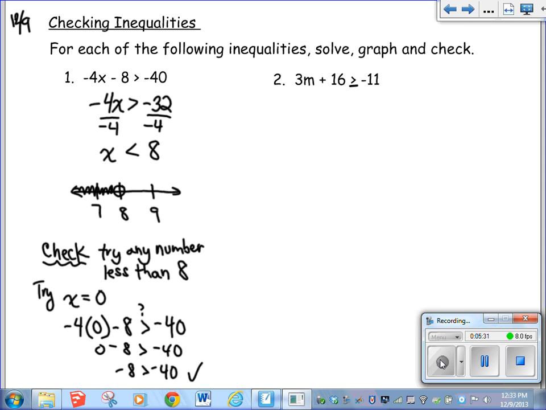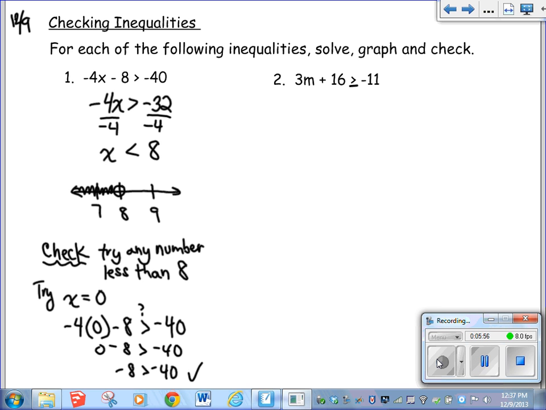No, there is no negative 0, right? 0 is just 0. All right. Moving on. Number 2. We got 3m plus 16 is greater than or equal to negative 11. Listen to my instructions. I want you and your partner to solve, graph, and then pick a value together to check. Let's see if you can do this on your own while I walk around.